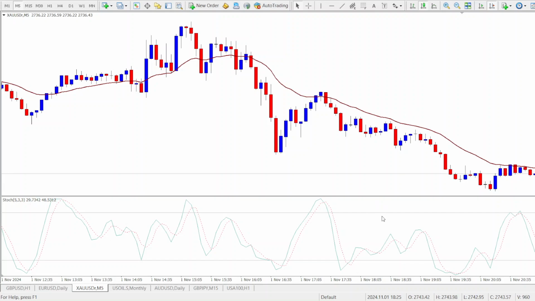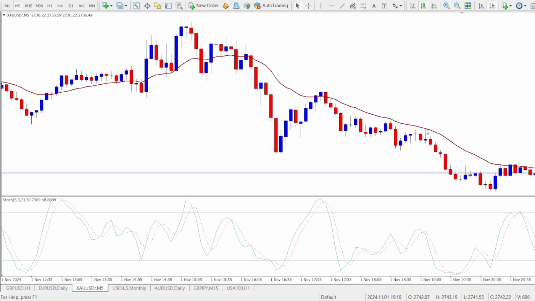Now we use the stochastic oscillator to determine when to enter and when to exit, right? For a buy trade, we wait for the stochastic oscillator to drop below 20 and then cross back up, signaling that the asset is oversold and likely to move up.